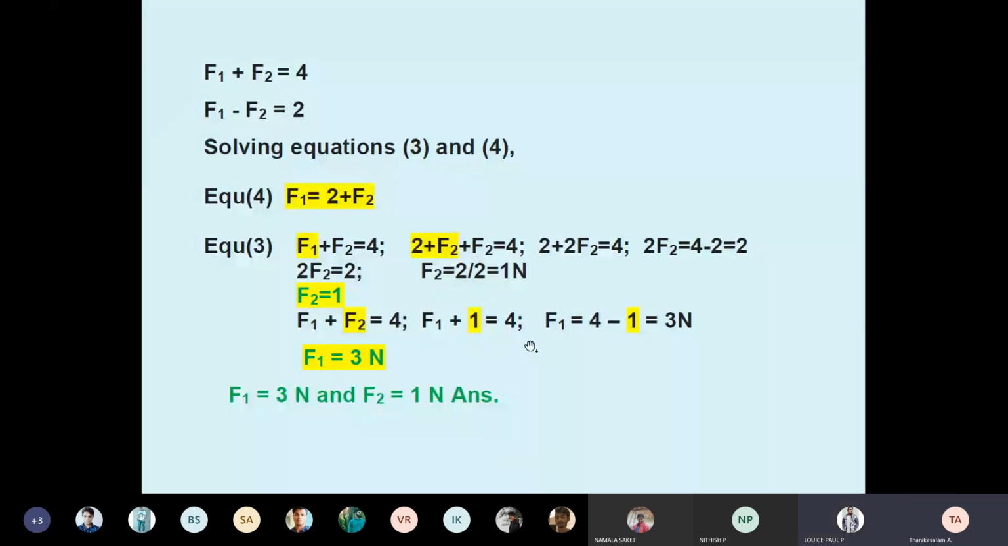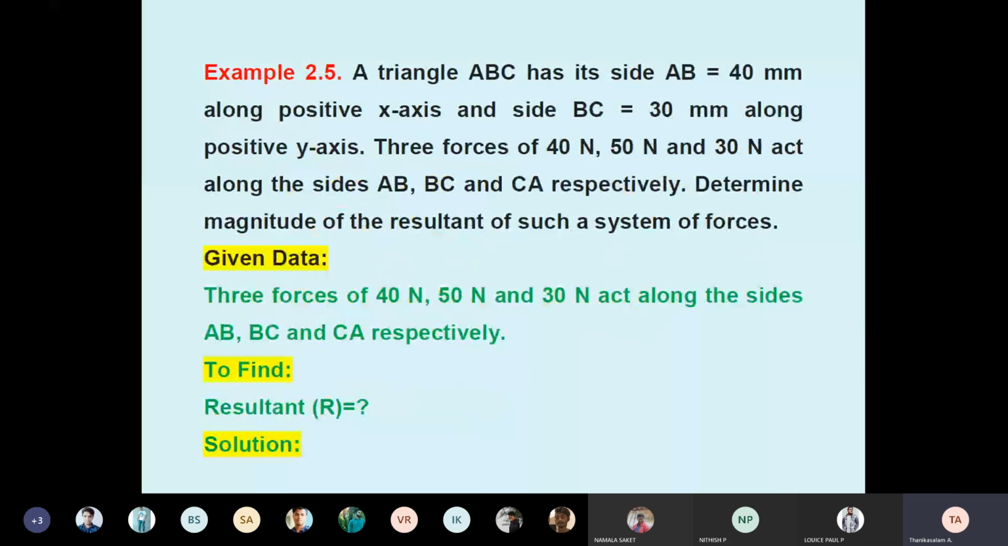Can I go to the next problem? Last problem, a simple question. This is a bigger one; we will discuss it next class. This is a smaller one.